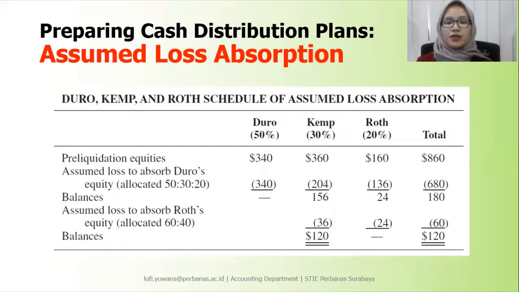So after that, we can calculate the ending balance for each of the partners' equity. For Duro, it is already 0 from this step. Meanwhile, for Cam it is 120. And for Rod, it is already 0 because it has been absorbed by the assumed loss in here. So at the end, the equity that still has a remainder amount is Cam. It is 120, and remember this figure because we would like to bring it to the other step.